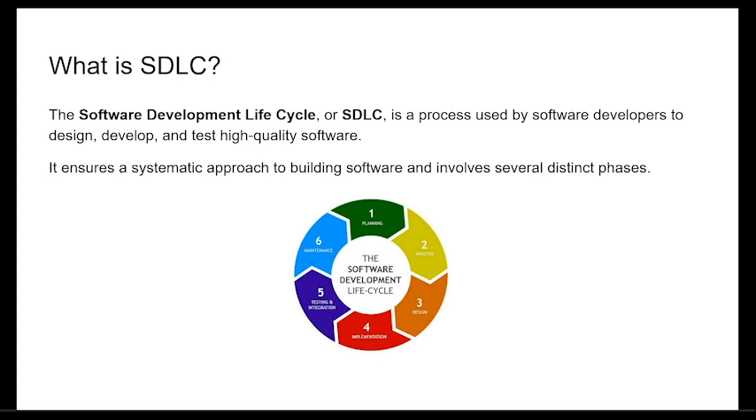The Software Development Lifecycle, or SDLC, is a structured process used by software developers to design, develop, and test high-quality software. It ensures a systematic approach to building software, breaking down the development process into distinct phases. To better visualize this, here's an image representing the SDLC process. We have here 6 stages, but we are going to be diving into the typical stages of SDLC.